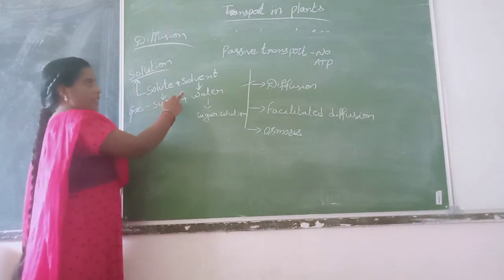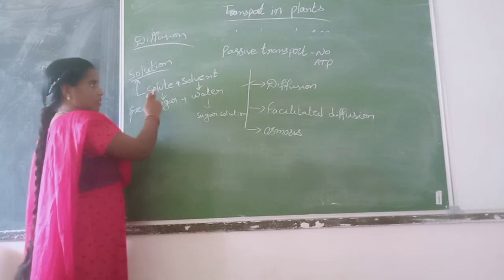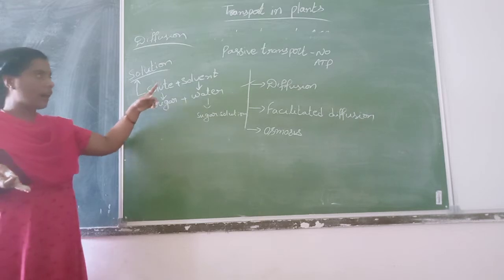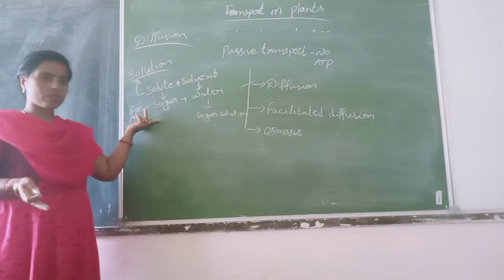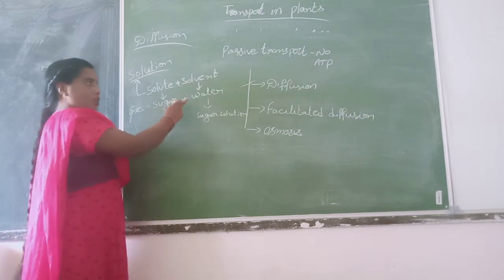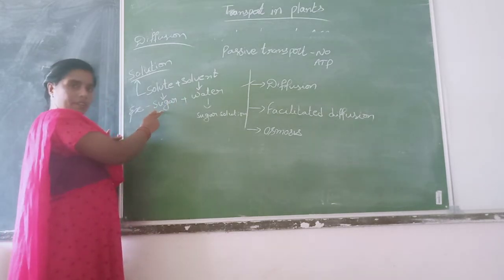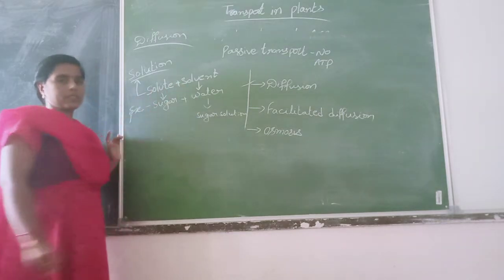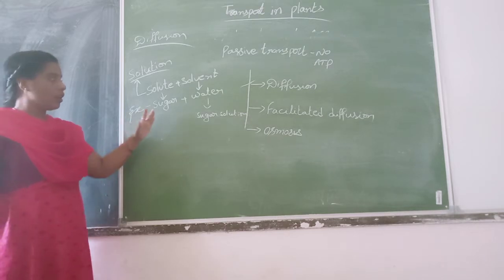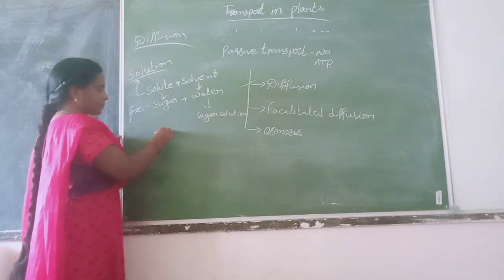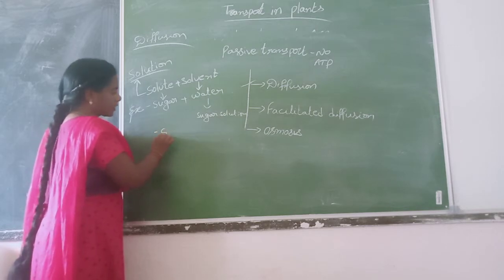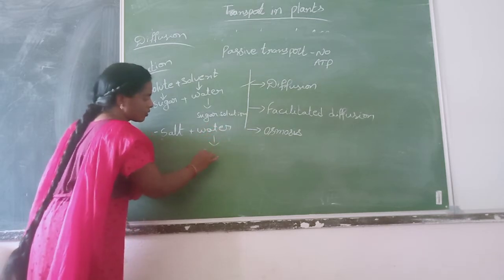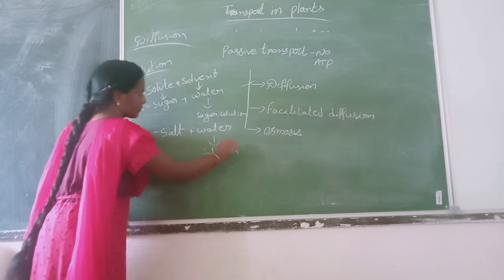What is dissolving is the solute. The one in which it dissolves is the solvent. So in sugar solution, sugar is dissolving in water. What is dissolving is the solute, and what it dissolves in is the solvent. Water is the solvent. And we will take another example: salt solution. Salt plus water gives salt solution.